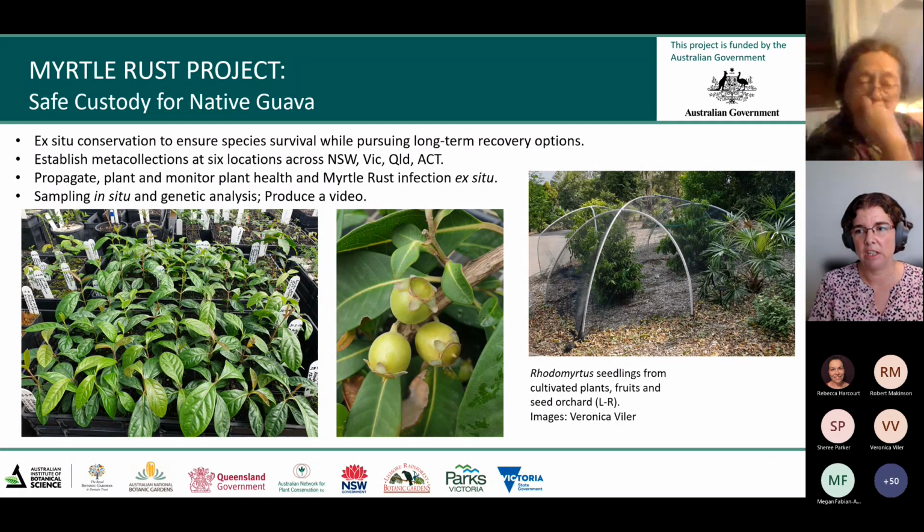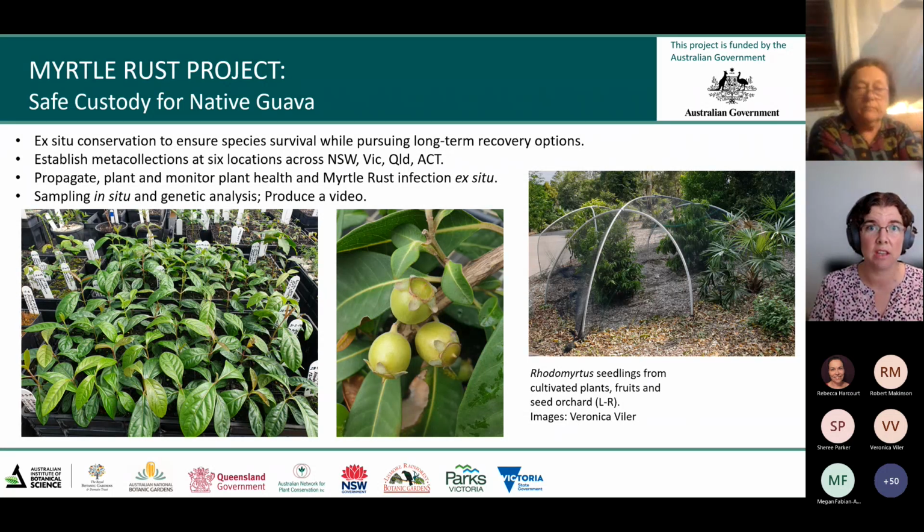As Bob mentioned, for species such as native guava, meta collections provide a duplicate or a backup at other locations, in a similar way to the backup of wild source seed collections at the Millennium Seed Bank or agricultural seed collections at the Svalbard Global Seed Vault. It's essentially creating an insurance population for this species. The funding through this project also meant that we could coordinate actions around propagation, monitoring and genetic analysis.